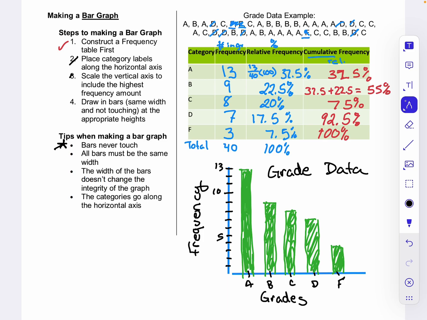But keep in mind, we have a title, we have labels to our axes, we labeled within the axes what we were counting by. Our bars don't touch, they're about the same width, and that would be how we make a bar graph.